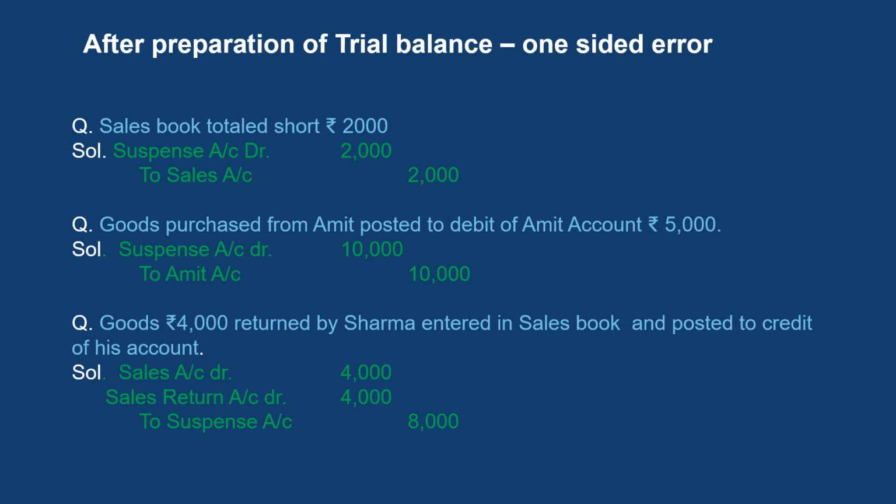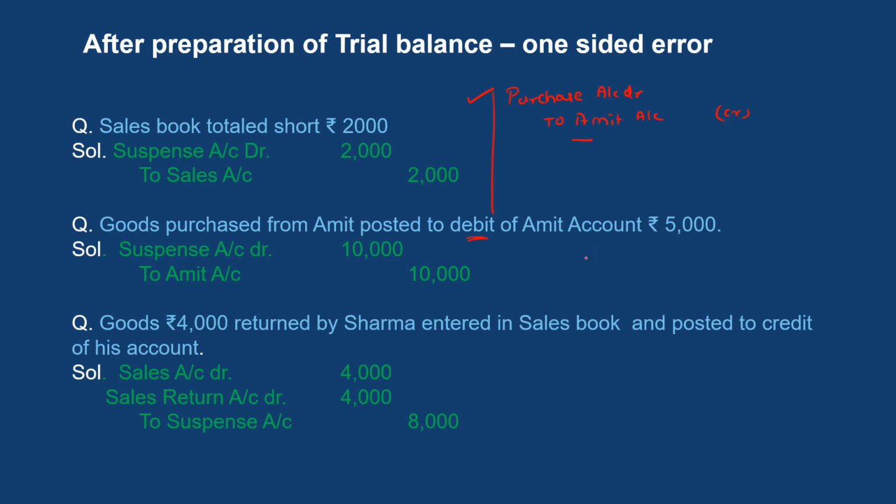Next, let us look at the next question. Goods purchased from Amit posted to debit of Amit account 5,000. Now there were goods purchased from Amit. So in this case, it should be purchase. If you pass journal entry, it will be purchase account debit to Amit account. This would be the correct entry. But they posted to debit of Amit account. Where should it have gone? To the credit. But it has gone to the debit of Amit account, which is wrong.